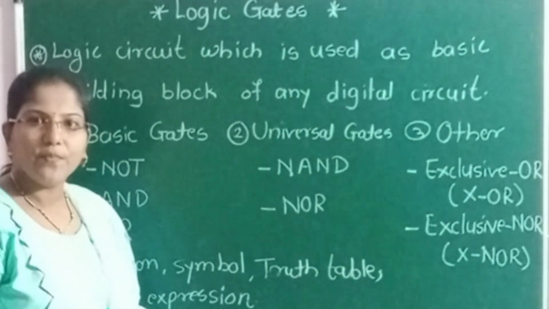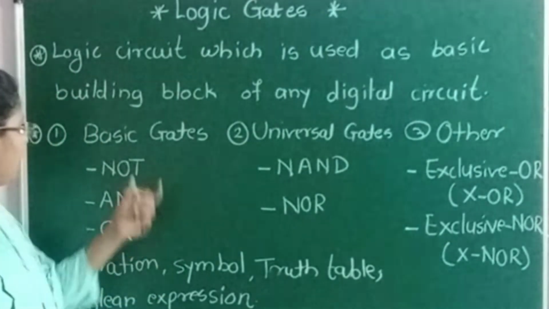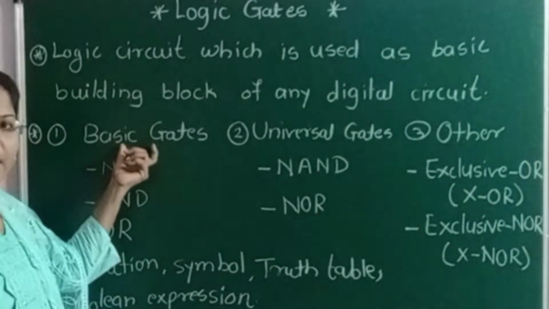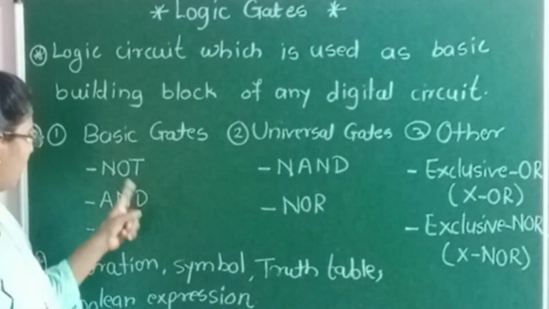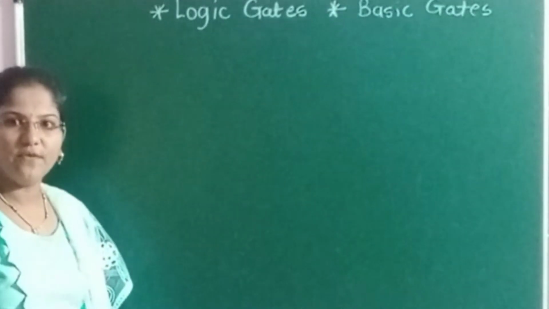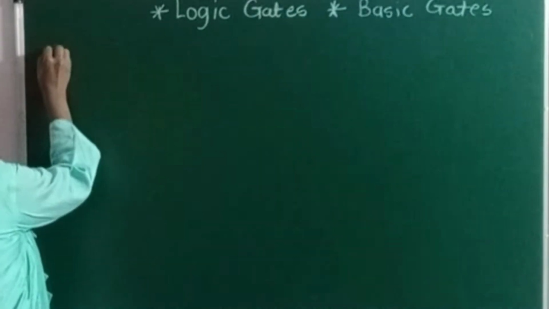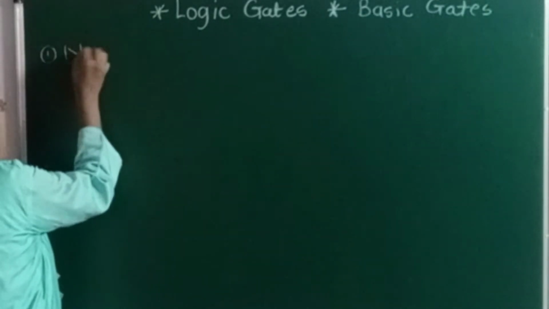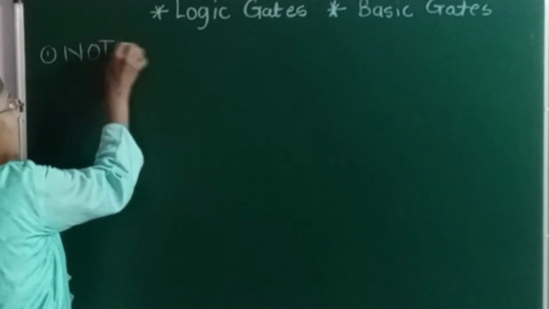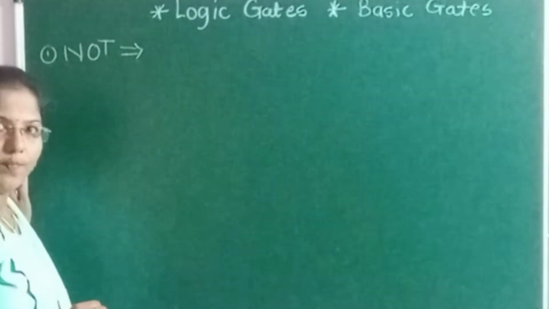So this Boolean expression is nothing but the expression which helps us to find out the output of the gate for the given inputs. So now let me start with the first category of the logic gate, that is basic gates, in which three gates are there: NOT, AND, OR. Now we will see the first basic gate, that is NOT. So actually what is the use of the NOT gate? First we are going to see what operation that particular gate is going to perform.